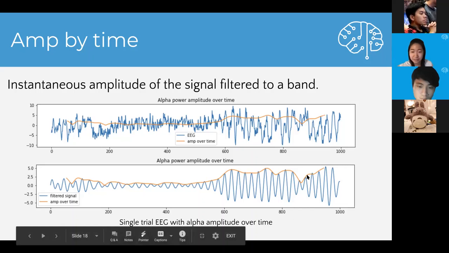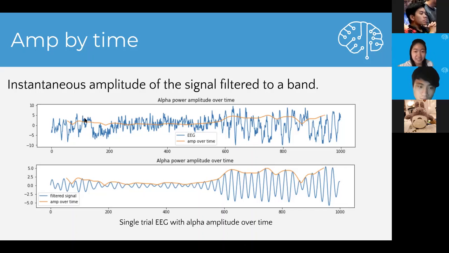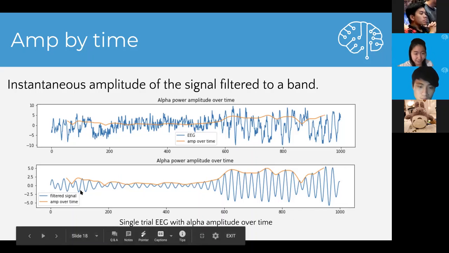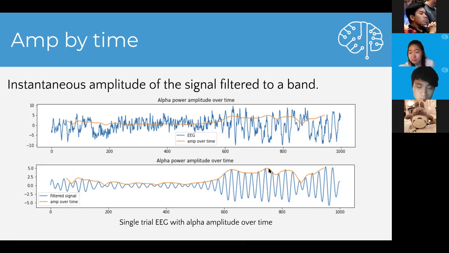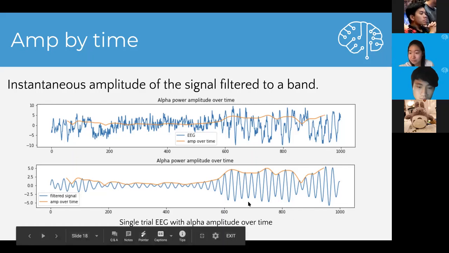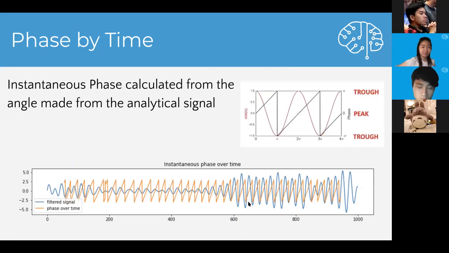So this one should be kind of the easier ones to understand, because you have the actual signal and then you can visualize the filtered signal, and then you can visualize that the amplitude of that is just the thing that hugs the outside of the signal. Cool. And there's also phase by time.